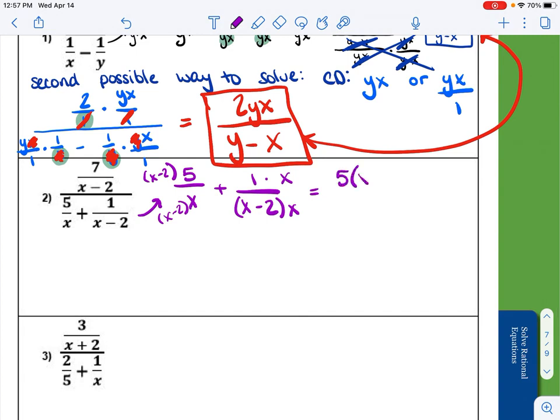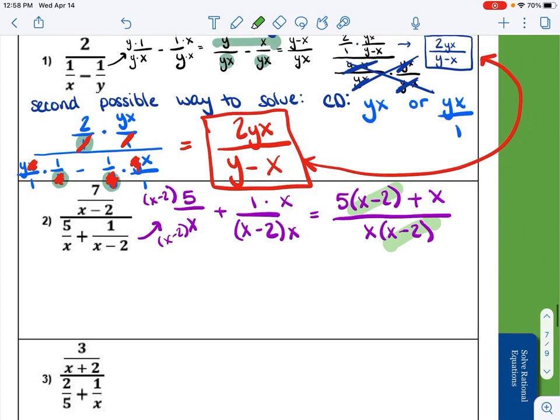We end up getting 5 times x minus 2 plus x over x times x minus 2. Now, it would be super tempting to just go ahead and reduce these guys. Unfortunately, since there's another addition of an x over here that we do not have, we can't do that.